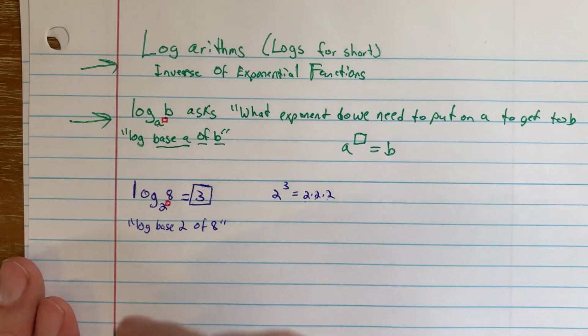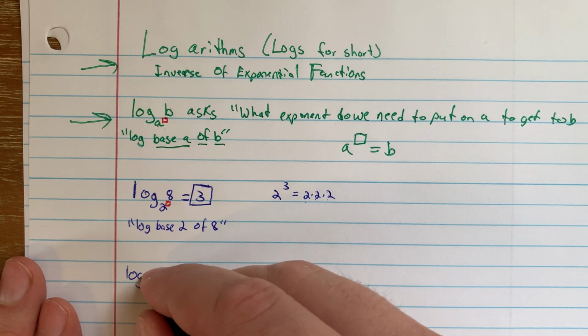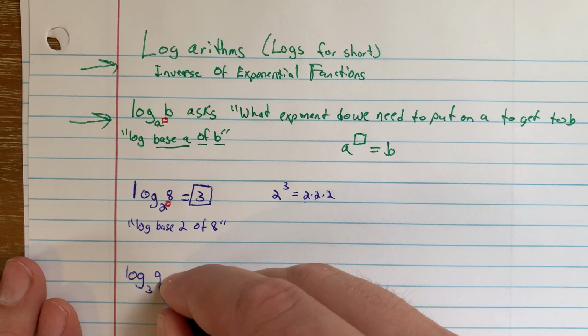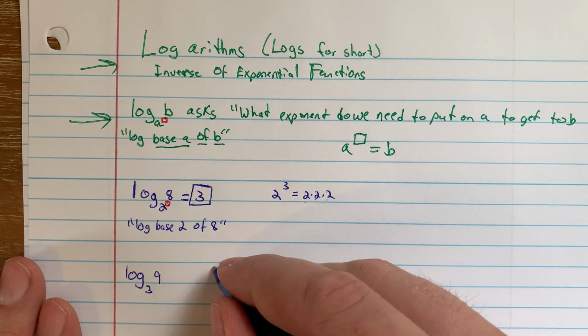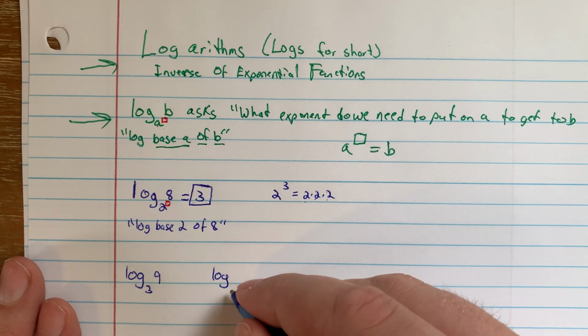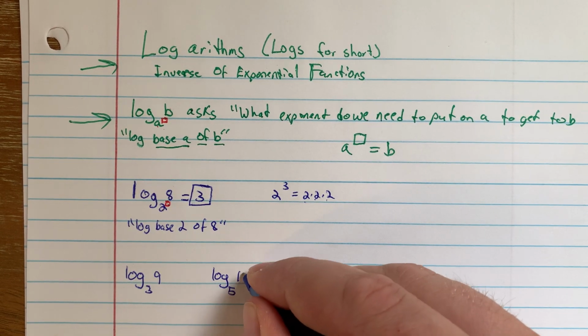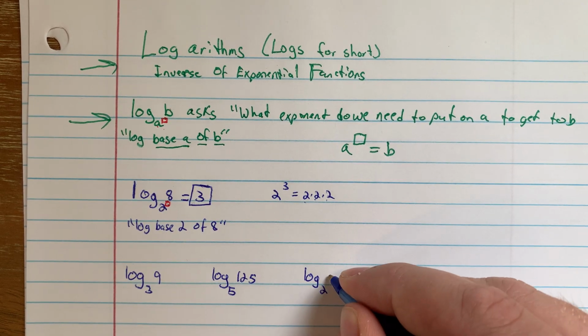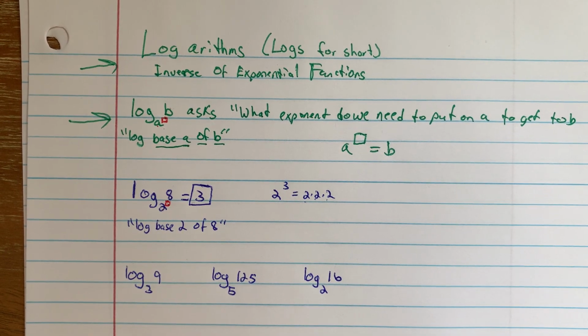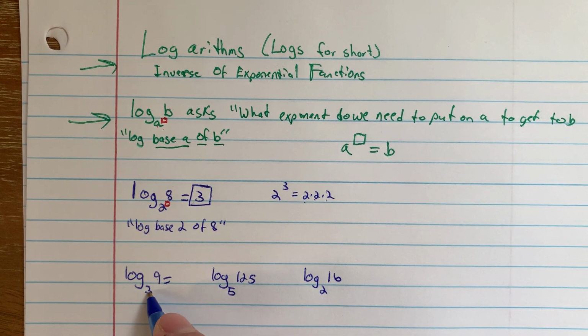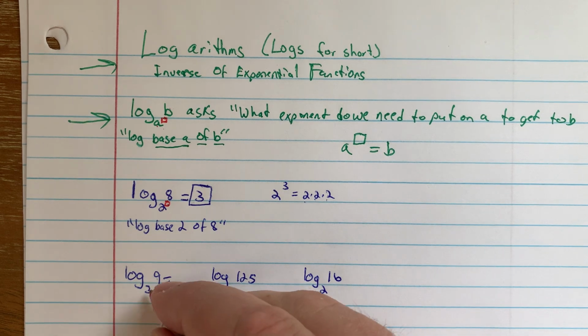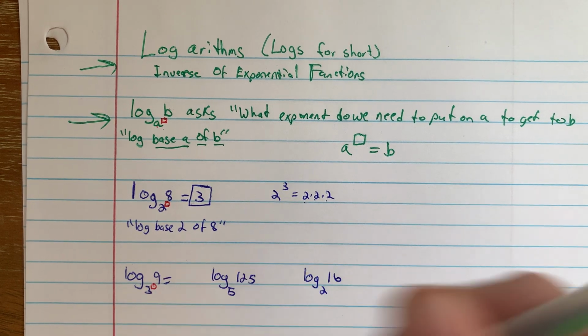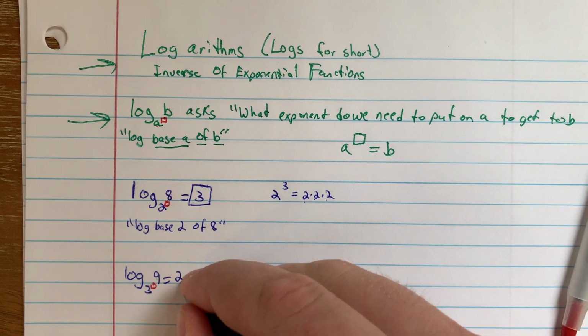Why don't you guys try a couple of these? Try log base 3 of 9. Log base 5 of 125. Log base 2 of 16. And see how we do. Hopefully we got log base 3 of 9. 3 to what power? What exponent needs to go on 3? 3 to what power gets you 9? And the answer is 2.